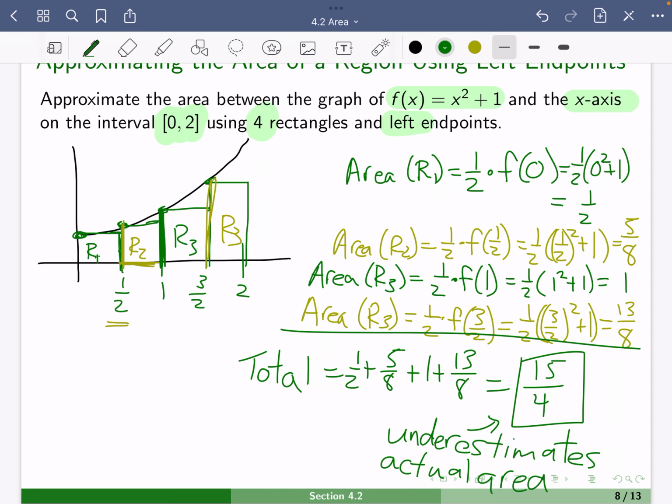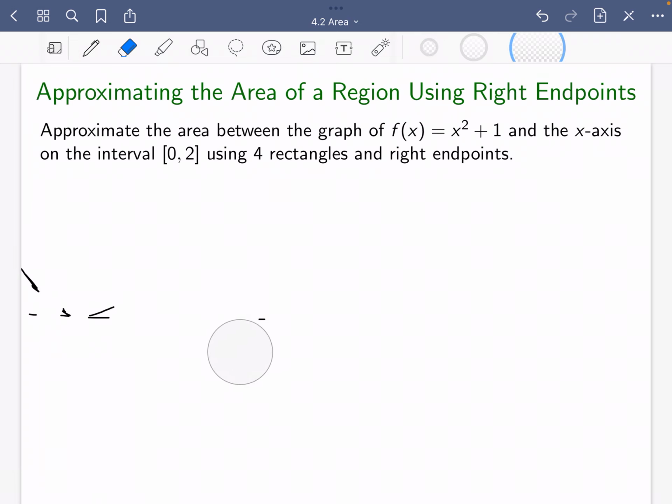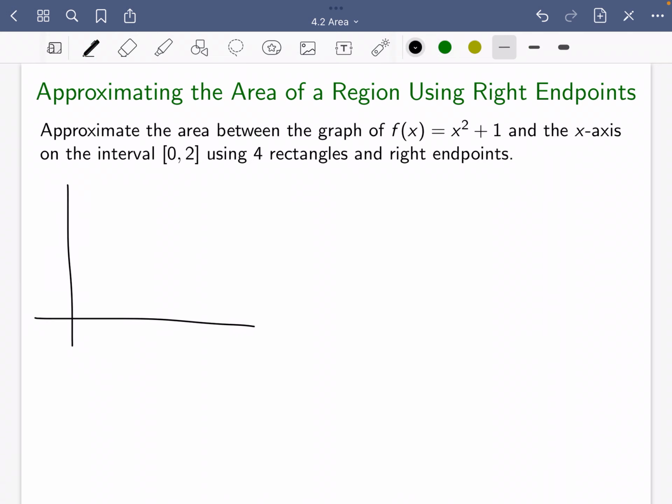Let's do this problem again, but instead of using left endpoints, let's do right-hand endpoints. And so here, let's draw our graph. So same interval, 4 rectangles, but now we're going to use right-hand endpoints. This is 2 out here. Here's 1, 1/2, and 3/2.